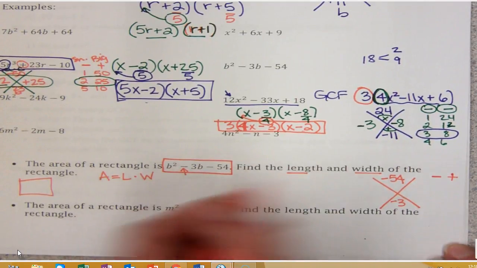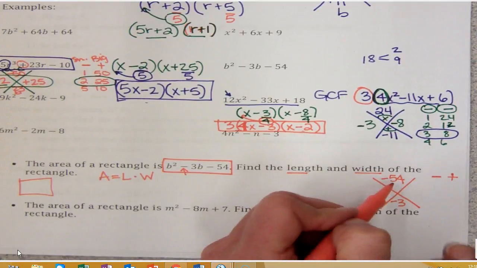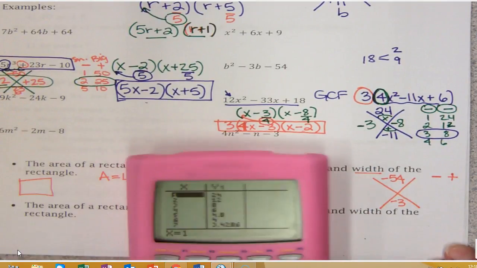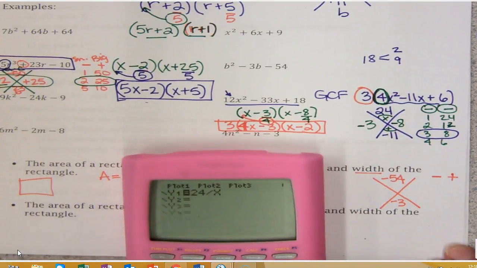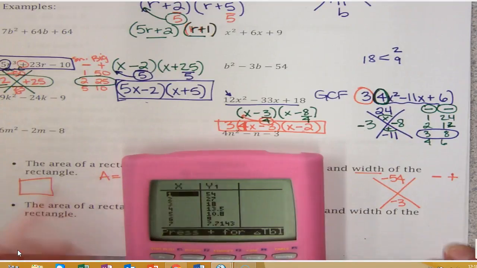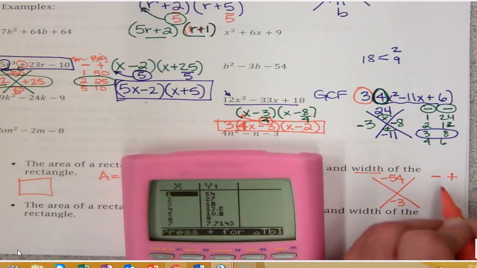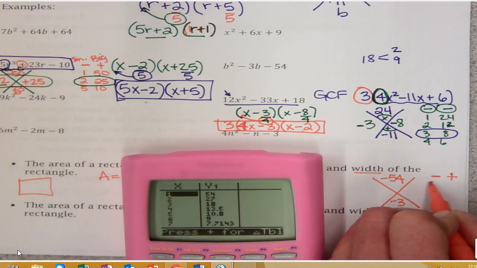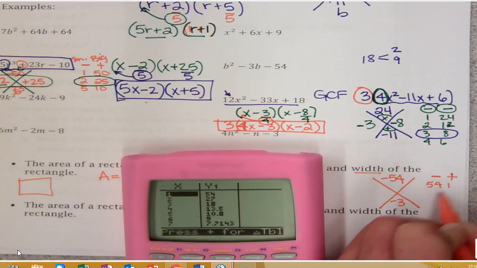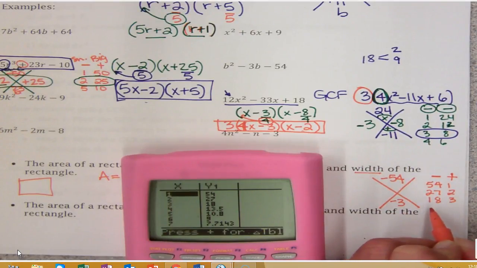Right? So, when I think about 54, if you want to use your calculator, just put in your y equals, put in 54 divided by x, go to your table, and there are all your terms. I know my bigger number has to be negative, so I'm going to put negative 54 and positive 1, negative 27 and positive 2, negative 18 and positive 3.